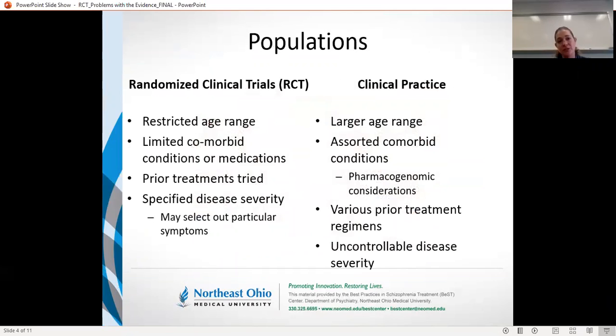So populations with randomized clinical trials, they really want to control these. So you'll see quite a few that have a restricted age range. For adult populations, it may be much more robust. So maybe it's 18 to 64-year-olds. That is going to exclude some of your geriatric patients. There may be a tremendous amount of variability within that age group.